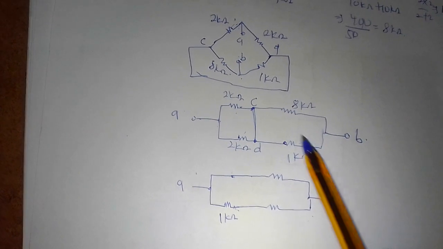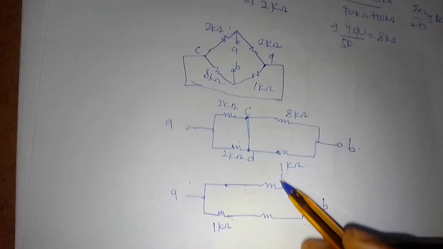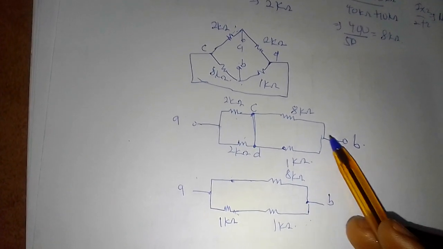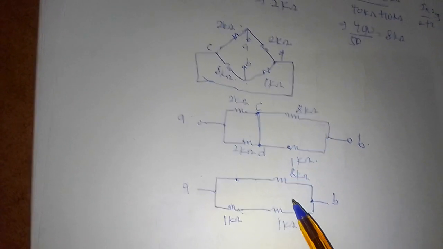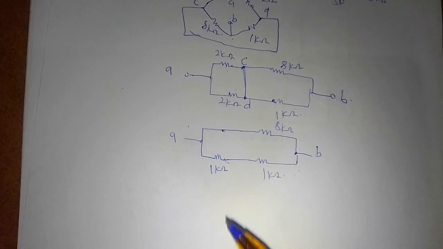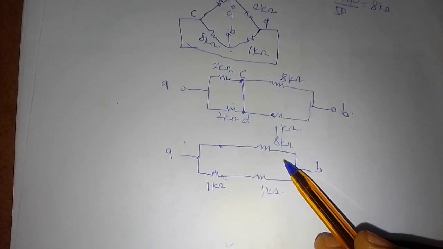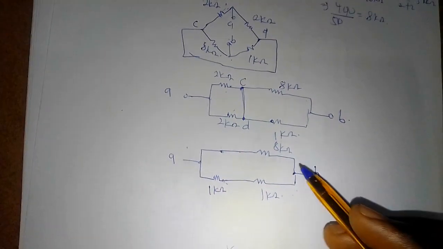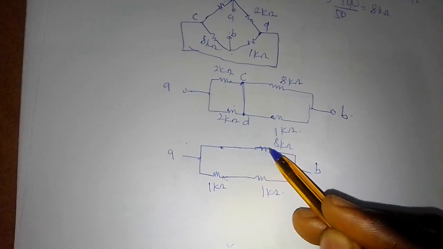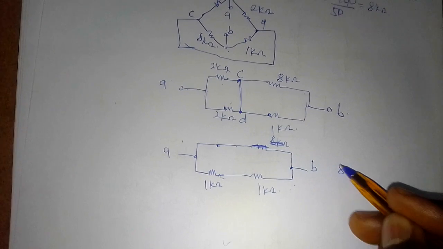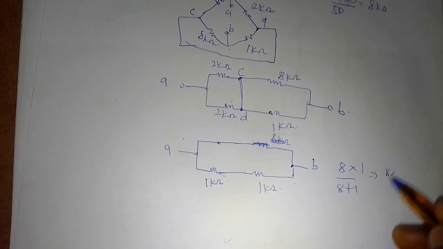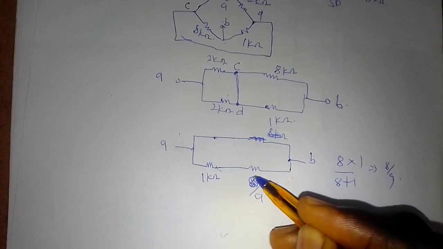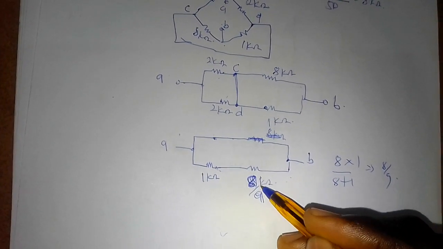But let's see something. You could see that at this point, our 8 kilo ohm here and our 1 kilo ohm here, you can see that this and this are also in parallel. So we could have also combined it together before proceeding. So let's ignore what I've drawn and do it for this side as well. So 8 and 1 are now in parallel. So I'm going to have 8 times 1 over 8 plus 1. That gives me 8 over 9. Let's say 8 over 9 kilo ohms.